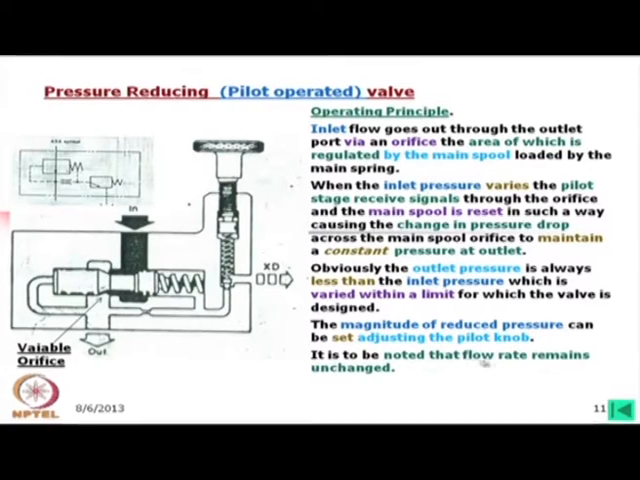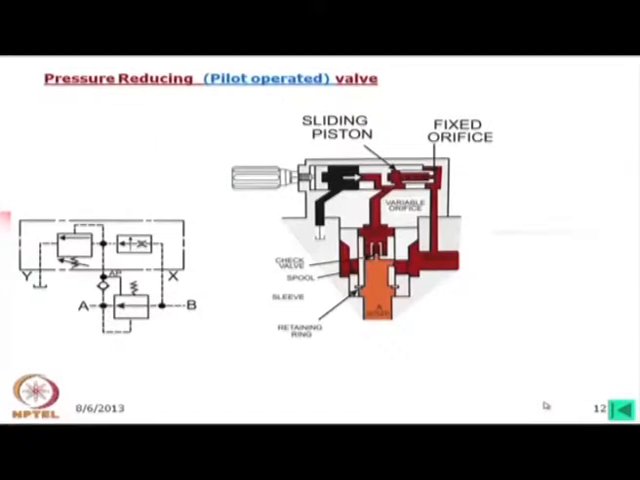It is to be noted that flow rate remains unchanged. The flow rate normally will remain unchanged within this range. If this is an excess flow system, that means this flow will always go through the pressure relief valve. XD is the optional external drain port. Okay. So, here I have shown another pressure reducing pilot operated valve.